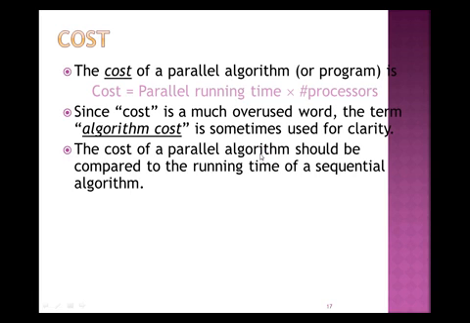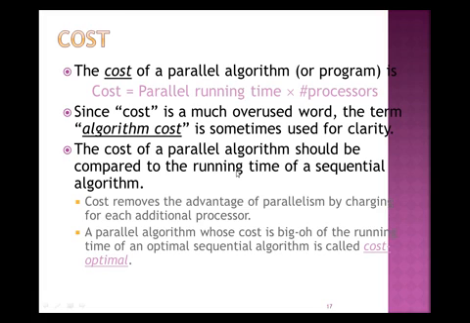The next point says the cost of a parallel algorithm should be compared to the running time of a sequential algorithm. The costs remove the advantage of parallelism by charging for each additional processor. That is, whenever one more processor is added, meaning one more program is running, the cost increases for the additional processor.